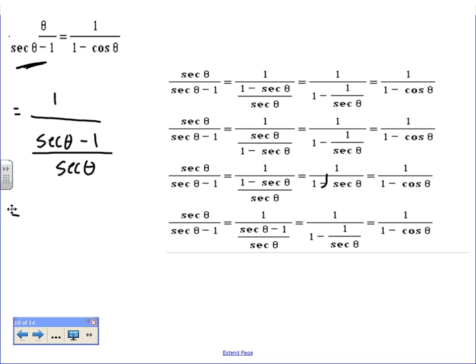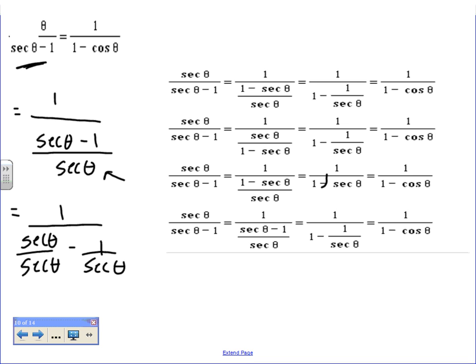Now, if I have a single denominator, what I can do instead is what we call separating it, or splitting it. I call it splitting here. And so I can split that into 2 fractions, using the same denominator of secant. Let me show you what I'm doing. This would give me secant over secant, and then minus 1 over secant.